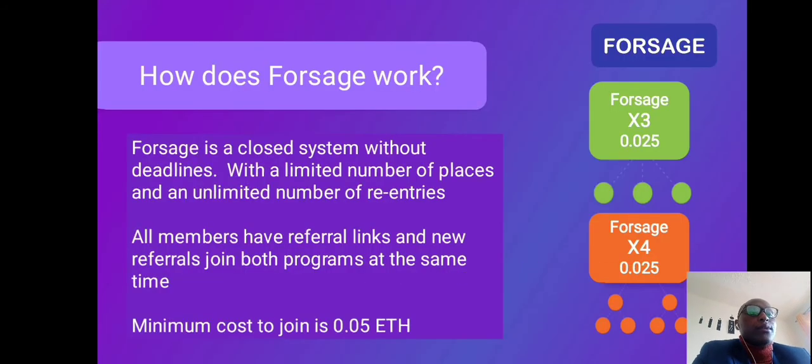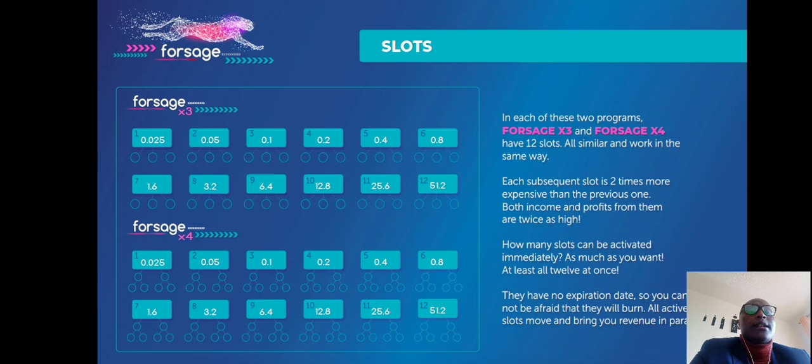So the X3 is an agent program, and the X4 is referred to as the investor or administrator program. And the minimum cost of joining this platform is 0.05 Ethereum. Now, the system looks quite like this. The X3 and the X4 look like this. In X3 and X4, you have 12 slots, and they all work in a similar way. Pay close attention to X3, slots 1, 2, 3, and 4. Slot 1 is 0.025 in terms of Ethereum, slot 2 is 0.05, and slot 3 is 0.1 in terms of Ethereum. The same on X4.